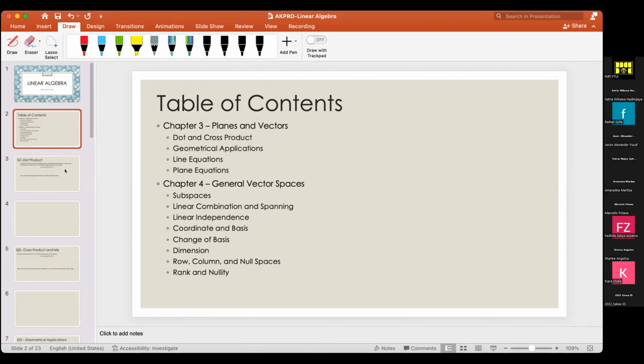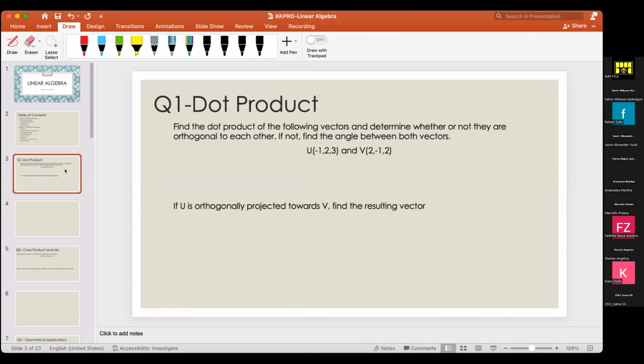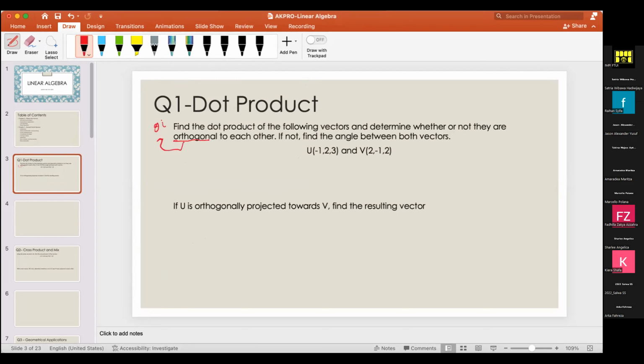So let's start. Okay, so the first question is on vectors, which is to find the dot product of the following vectors and to determine whether or not they are orthogonal to each other. By orthogonal, this means 90 degrees, yeah. These two vectors, do they form 90 degrees or not?